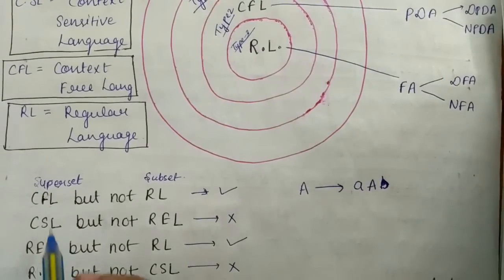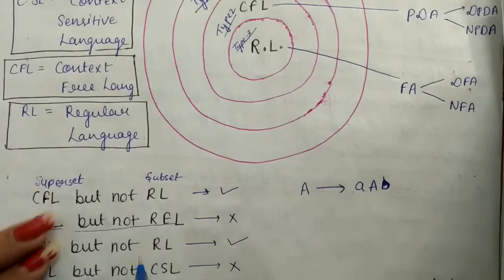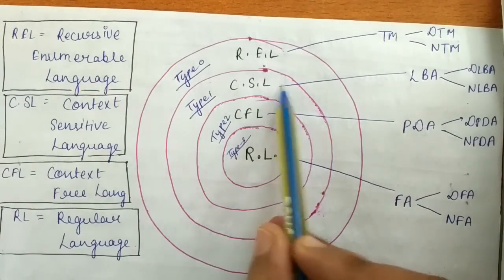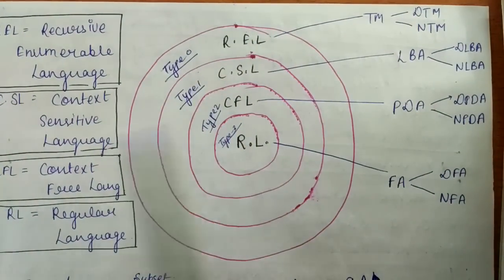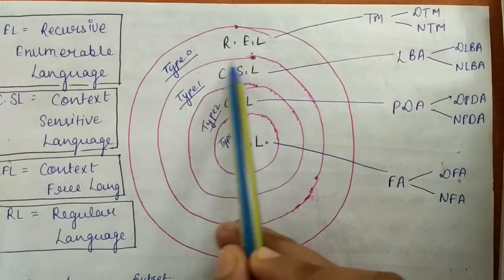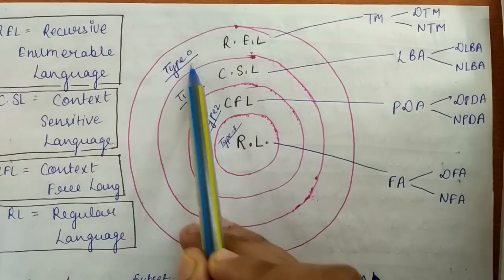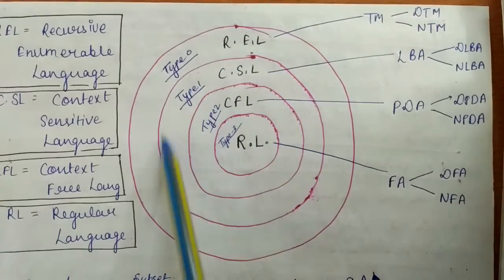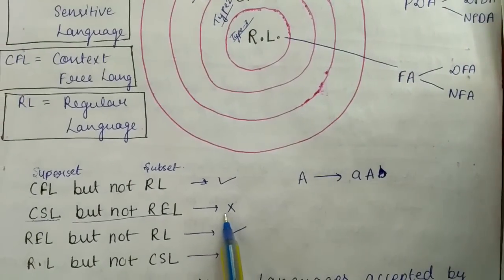Now see the second point: a language is CSL but not REL. Is this possible? If a language is CSL and that language is not REL, is this possible? It is never possible, because we derive CSL only from REL. When we put some restriction on REL, then CSL is derived. So how can it be possible that a language is CSL but not REL? It is not possible. So this statement is wrong.